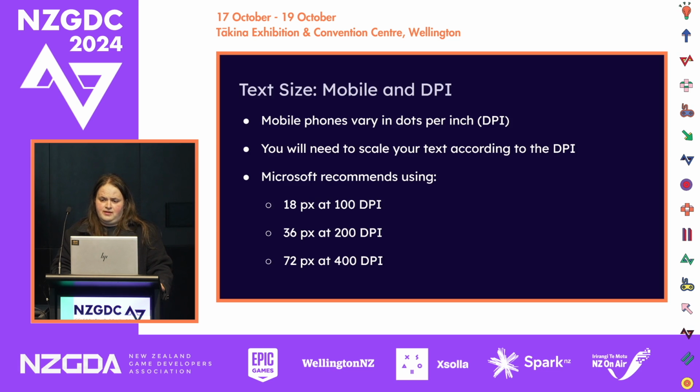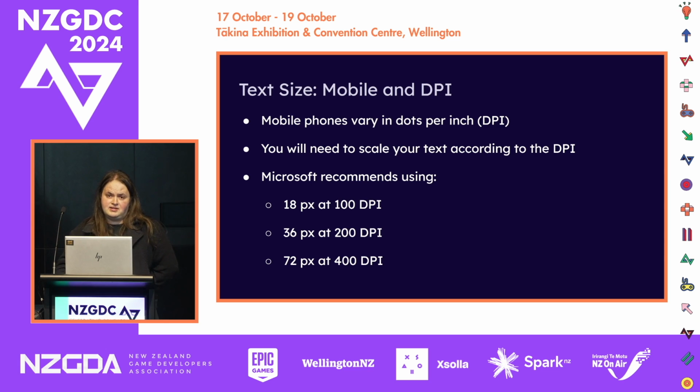So if you're developing for mobile, one of the disadvantages of working in that area is that mobile devices can vary in the amount of dots per inch that their screen supports, and you're going to need to scale your text according to that. Now, I haven't done too much work with mobile, but Microsoft recommends using the following font sizes for different DPIs: 18px at 100 dpi, 36px at 200 dpi, and 72px at 400 dpi, otherwise scaling linearly from there.